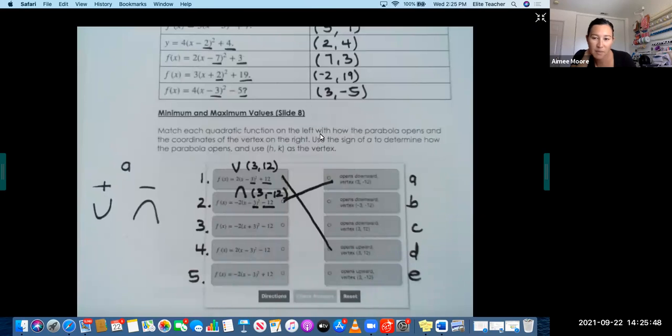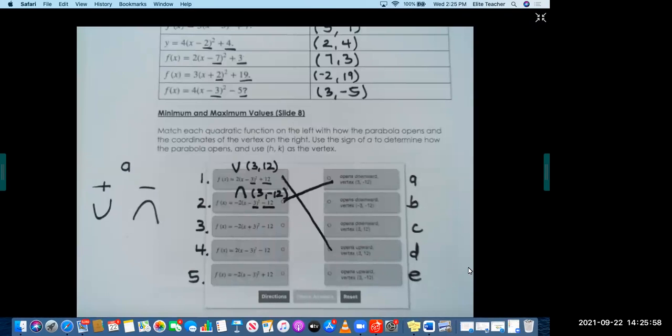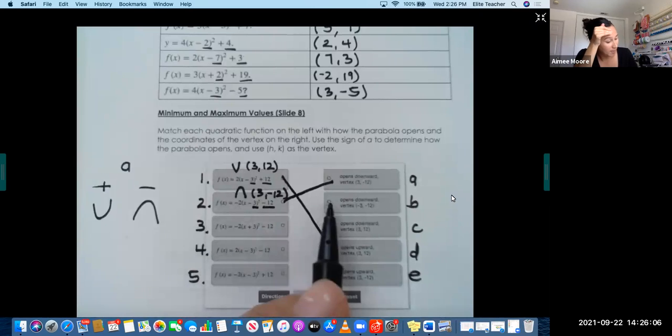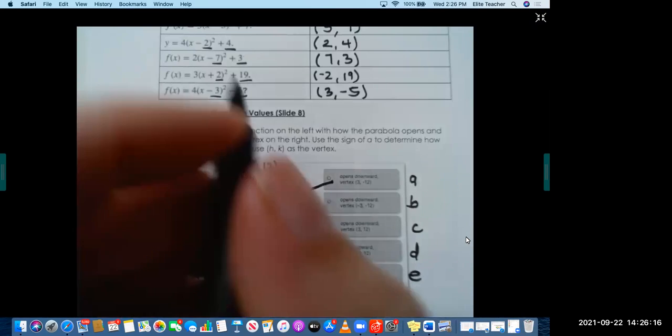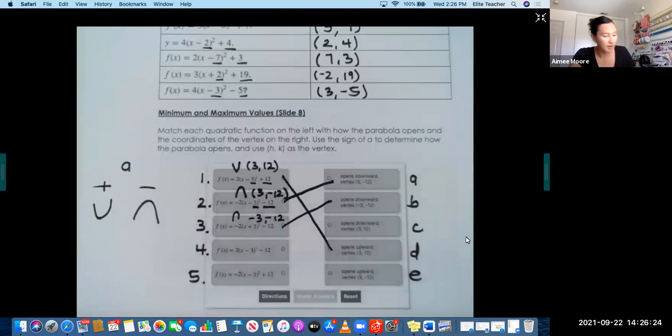All right. Did you guys have enough time to do 3, 4, and 5? Okay, perfect. So Victoria, what did you get for 3? Was it B, C, or E? I got B. Very good. Yep. Our vertex is -3, -12, and it opens down. And so it is B. Excellent.